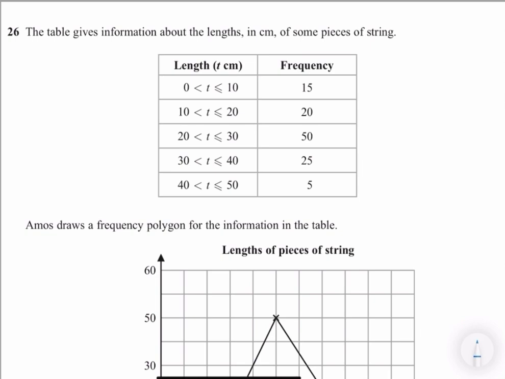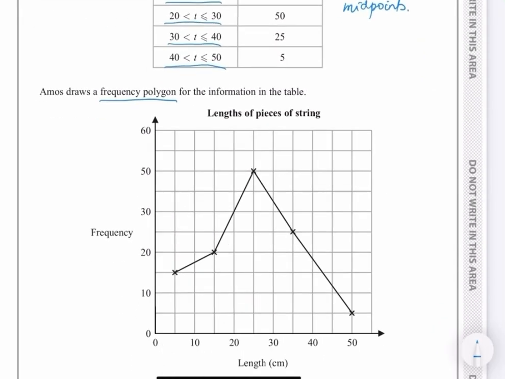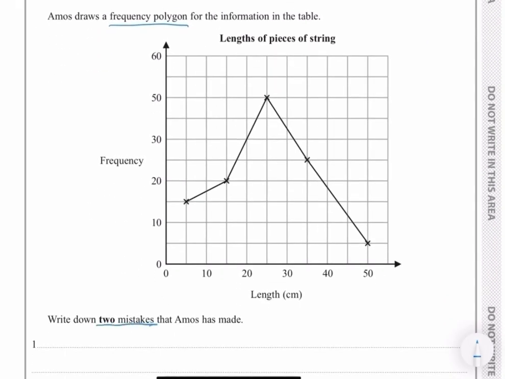Question 26, we have grouped data here. Okay, frequencies, and Amos draws a frequency polygon, so it's just below. So remember, when we have grouped data, we only plot the midpoints. Let's find two mistakes. You see there is a mistake in the scale, 40 is missing on the frequency scale.